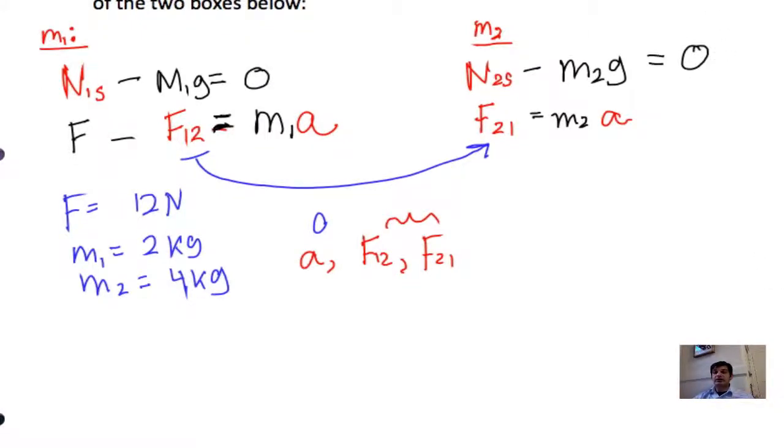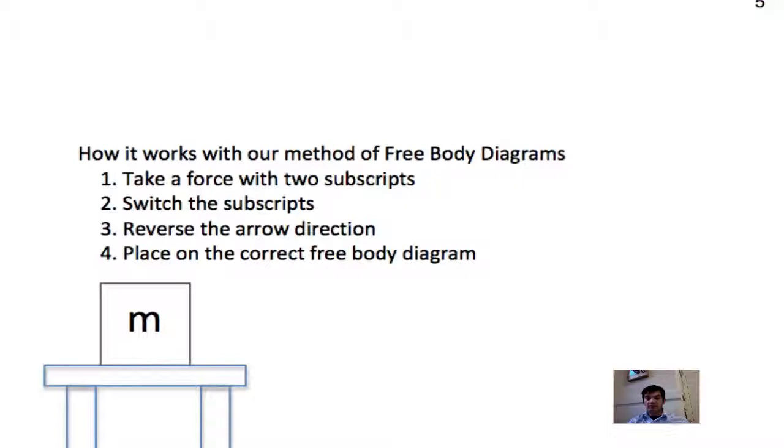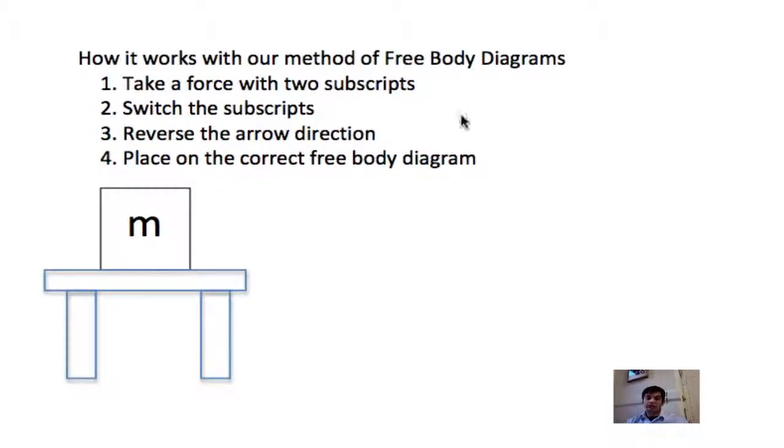Now, I want to go a little bit in depth on third law pairs and how they work and this whole switching of subscripts thing. Let's flip the page. All right, so this is how this is going to work. You've seen a mass sitting on a table. Let's do the free body diagram for this and show you where this is going. So say I've got this mass M here, and we draw the forces.